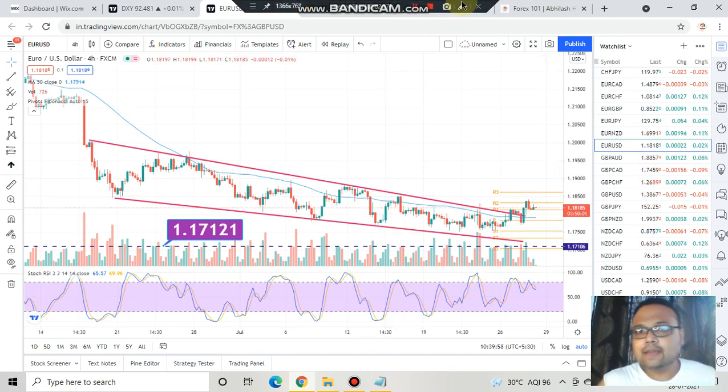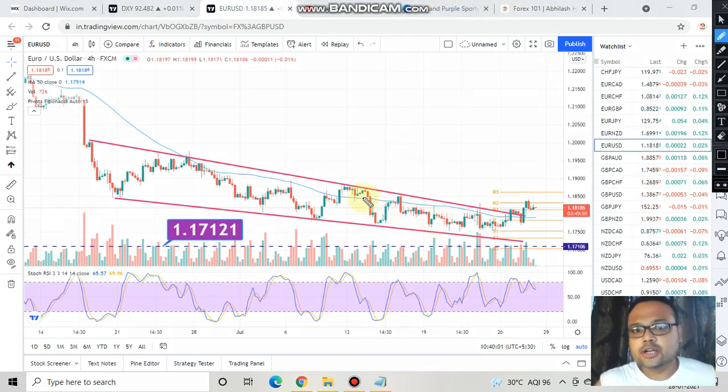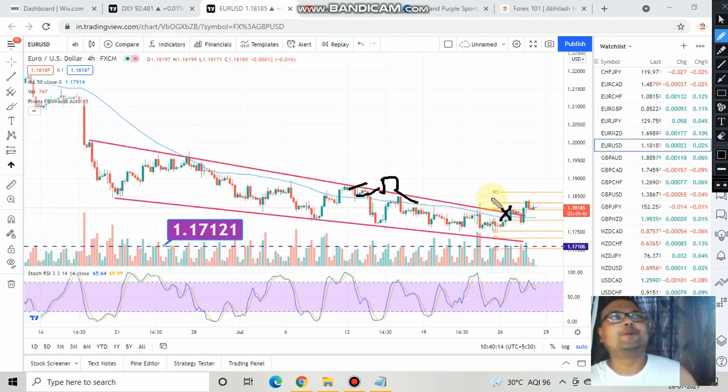As you can see, I have three lines drawn here on the chart. This one was the resistance, and right now the market is trading above it, so the market has broken the resistance. So this trend line has, what to say, its validity has gone down.